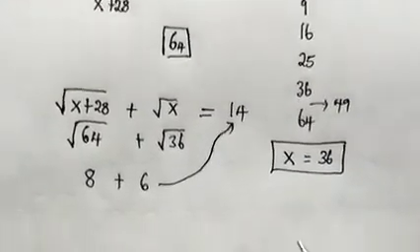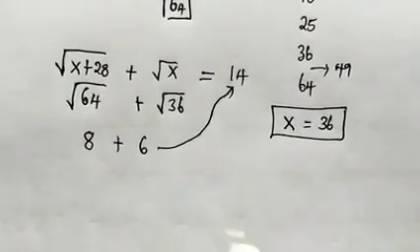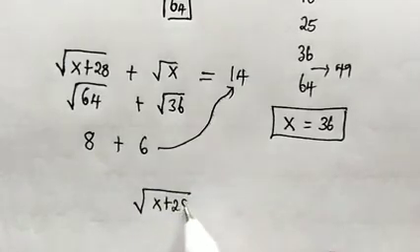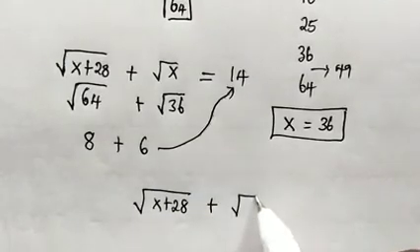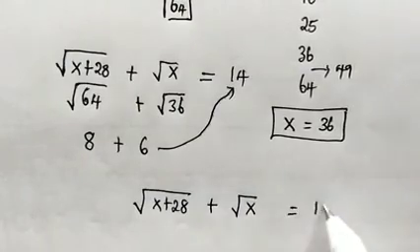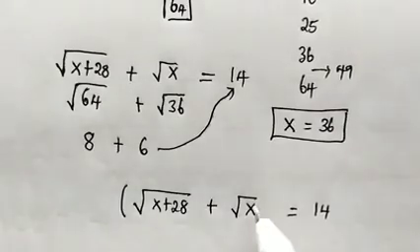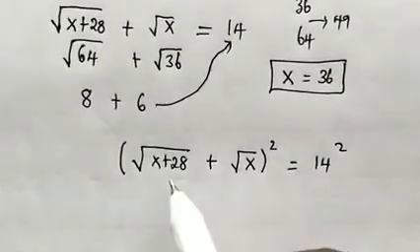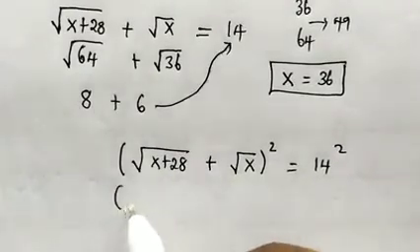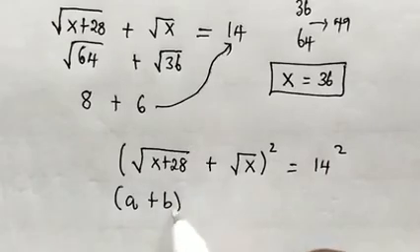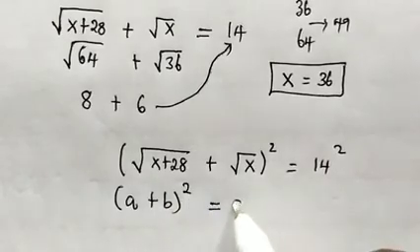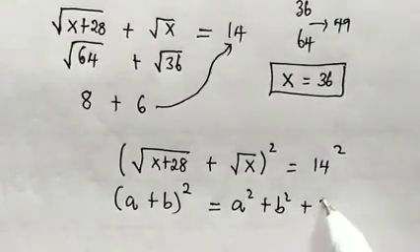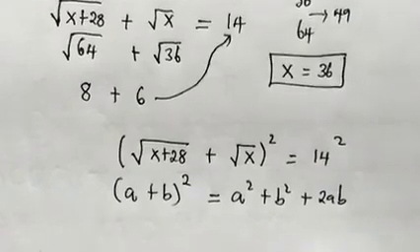Okay, but let us solve this problem algebraically. Remember, we have the square root of x plus 28 plus the square root of x equal to 14. Let us go ahead and square both sides of this equation. On the left hand side, let us apply this property: a plus b whole squared is equal to a squared plus b squared plus 2 times a times b.